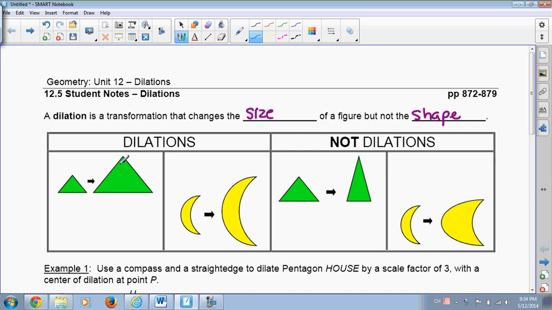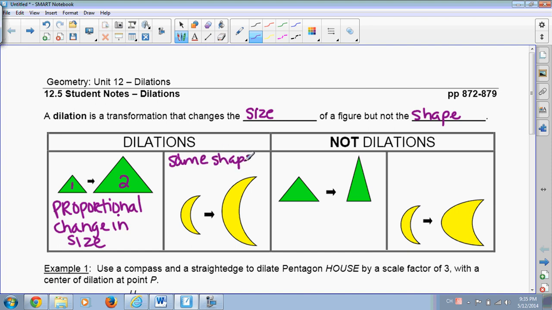If you look at this triangle and these two moons, these are examples of dilations. The reason these two are examples of dilations is because there is a proportional change in size. For example, if the first one was 1 and this one was 2, then it doubled in size. Also, it would be the same shape in a different size.